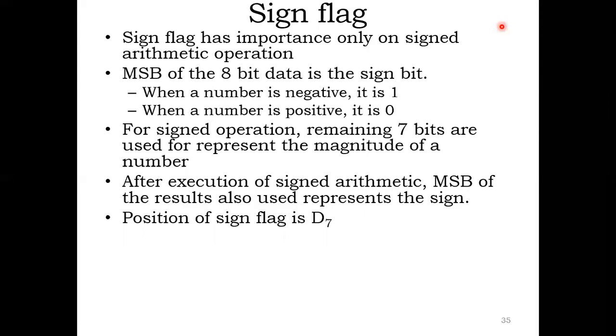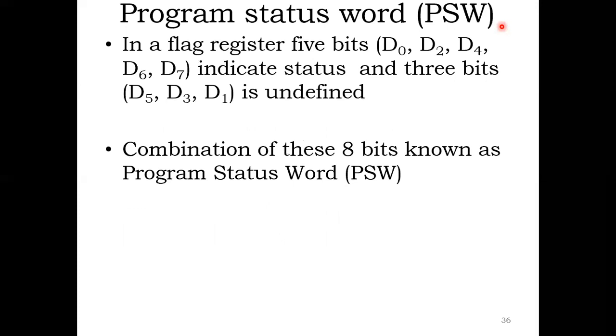The sign flag is important only in signed arithmetic operations. The MSB of the 8-bit number is the sign bit. When the number is negative, it is 1. When the number is positive, it is 0. In the flag register, 5 bits, D0, D2, D4, D6, D7, indicate the status, and the 3 bits D5, D3, D1 are undefined.